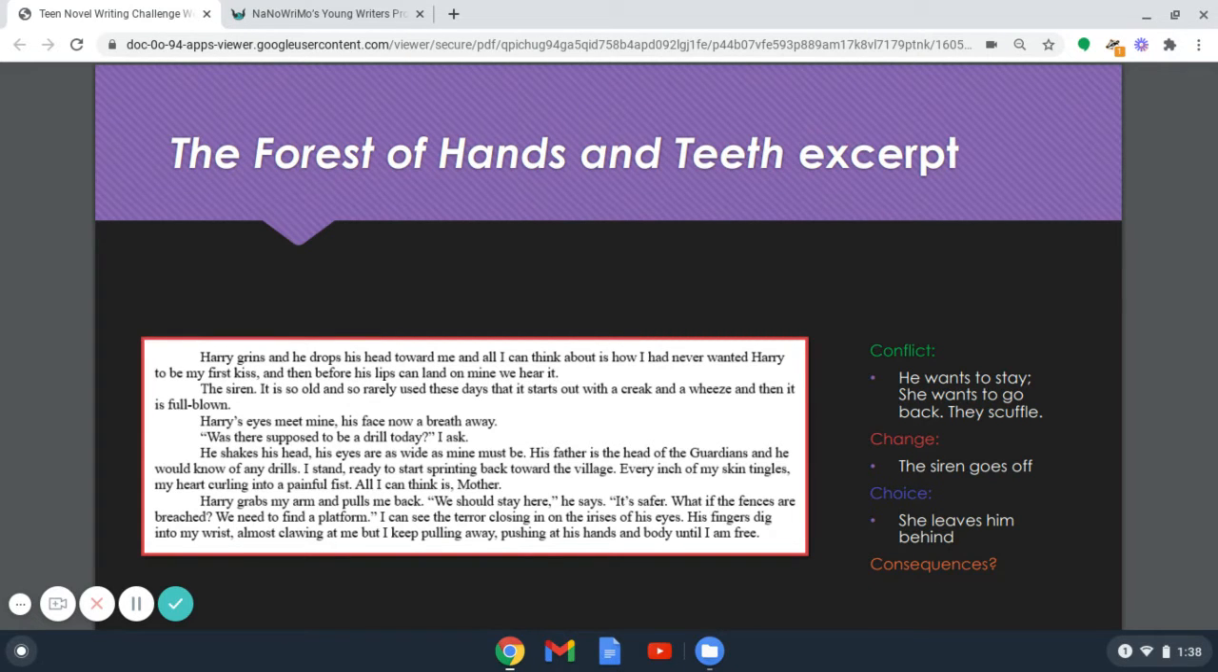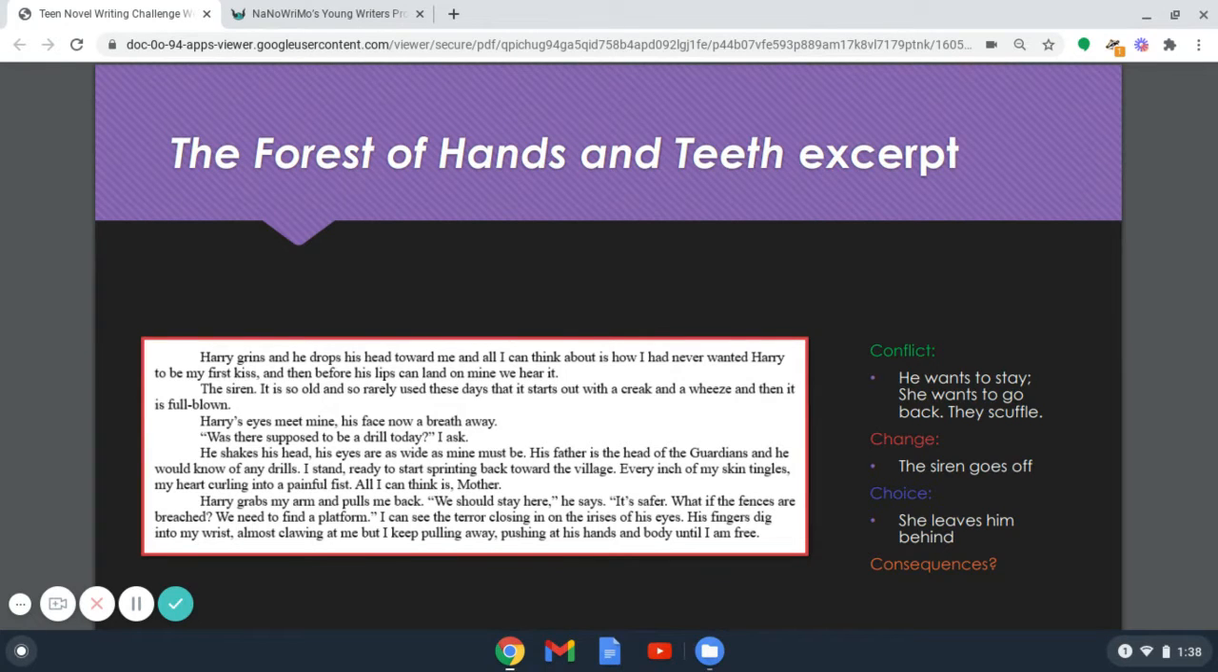All right, so this is a great moment of tension in the story. And some of the ways that happens is through conflict, change, and choice. Obviously, there's a conflict between what both characters want, once they hear the siren. He wants to stay. He wants to get to safety. She wants to go back because she's worried about her mother. And so they scuffle. They have an actual physical confrontation so that they can go after their own desires in that moment, their competing desires.